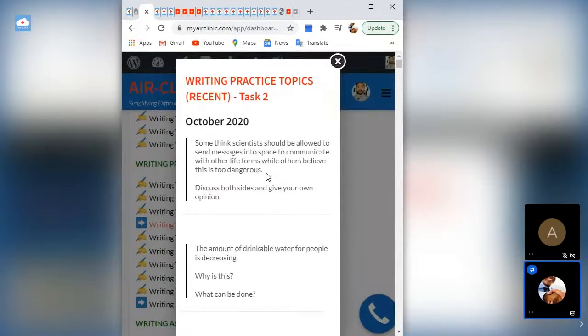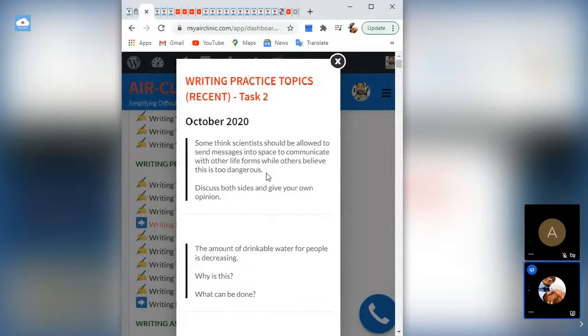So many people are of the opinion that scientists should send messages into space to communicate with aliens, while another school of thought thinks it is dangerous. It is risky. You try to use synonyms. Many people think that scientists should send messages into space to communicate with aliens, while another school of thought thinks it is too risky.